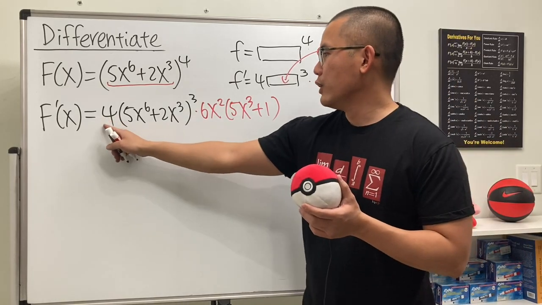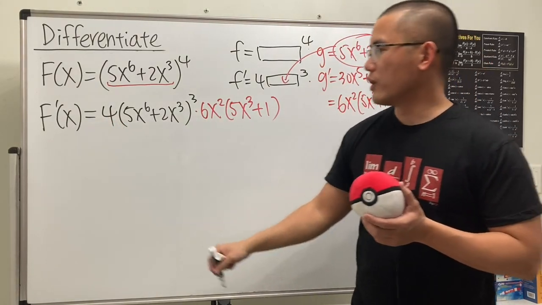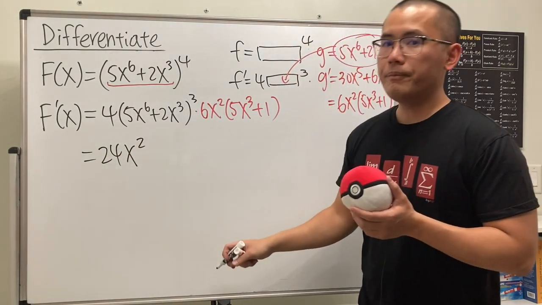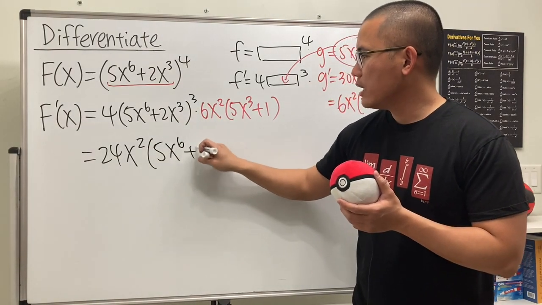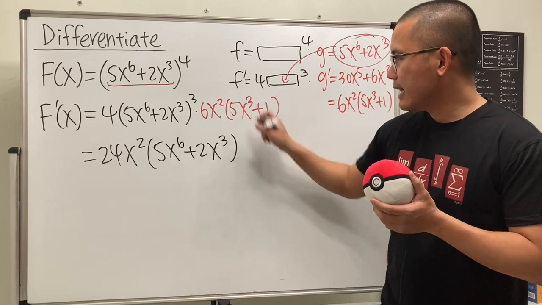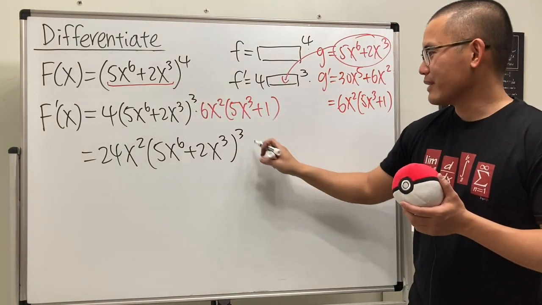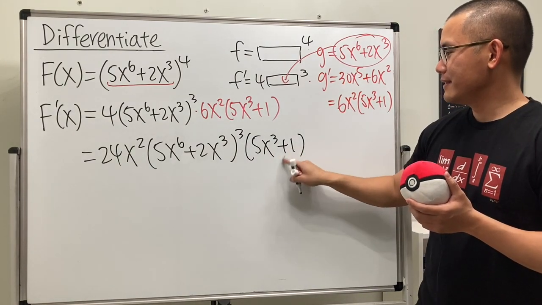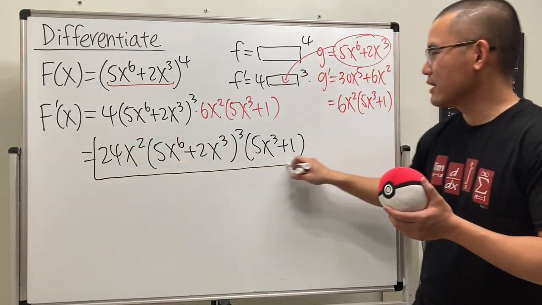But in the end, of course, we have 4 times 6. We can work that out. And we can also put the x squared all the way in the front. So we will do that. So 24x to the 2nd power. And then we have that, which is (5x to the 6th power plus 2x to the 3rd power), and then another 3rd power. And lastly, we have that, which is (5x to the 3rd power plus 1). This is not a t, this is a plus. So that's it, right? This is actually the answer in the back of the book as well.